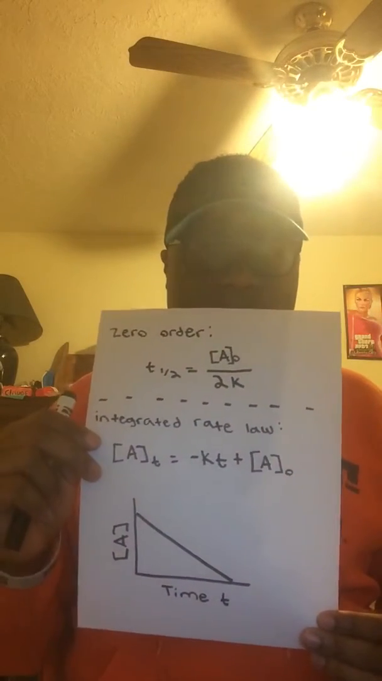And the straight line plot for this function is more or less the same concept as the first order reaction, as they're both inverse functions. And they both have a negative slope. That's shown here.